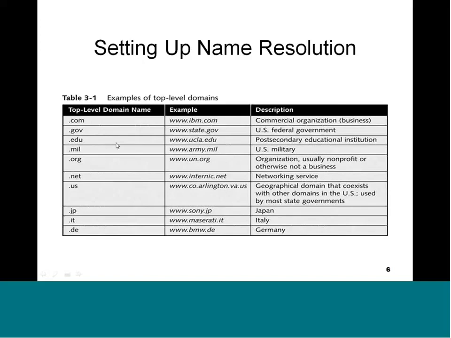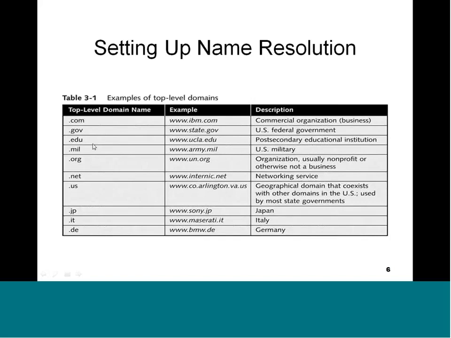So here there are multiple examples. The top level domain name with .com. One example is www.ibm.com, where COM refers to commercial organization, the first three letters. The other top level domain name that is widely used is .gov. Here the example is www.state.gov or irs.gov, things like that. GOV refers to the government, and it's typically the US federal government.